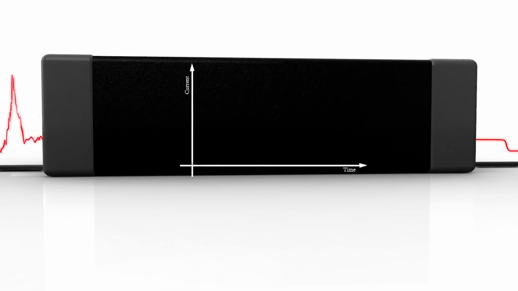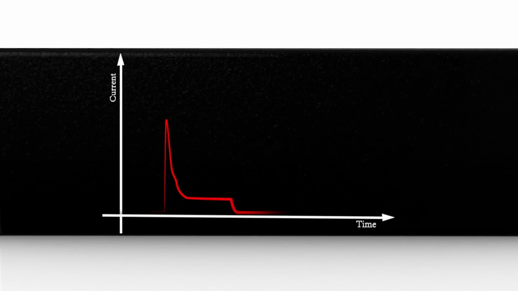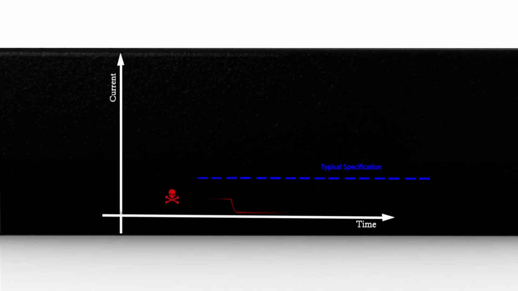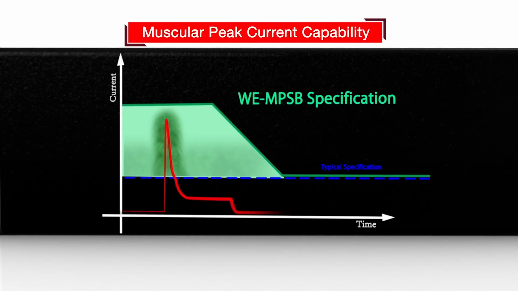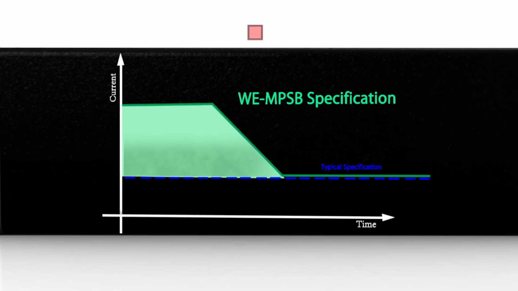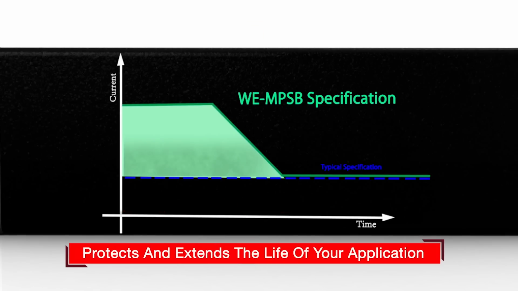When switching on a power supply, the input capacitors pull a transient peak current to charge up. These switch-on current transients are much greater than typical rated current specification. But with its outstanding muscular peak current capability, the WE-MPSB series protects and extends the life of your application.